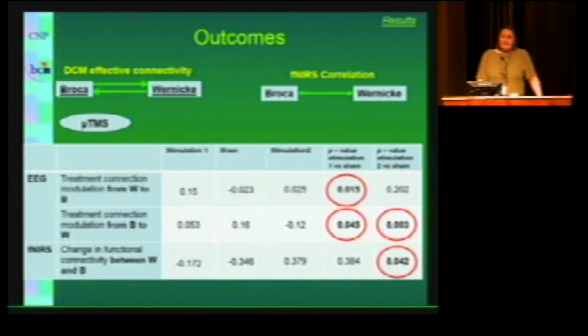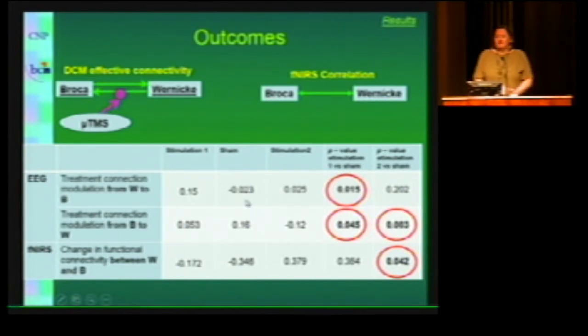And this is the main result. These are the outcomes of the effective connectivity analysis and functional connectivity analysis on EEG and NIRS data. What is important to say is that if we just look at the effective connectivity and the effect of micro-TMS on these connections from Wernicke to Broca and from Broca to Wernicke, we can see that just in sham, this waiting, doing nothing, decreases the connectivity.